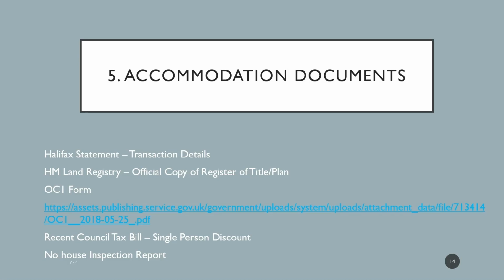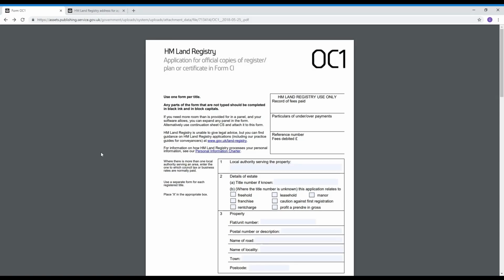Now I will take you through this OC1 form by clicking on this link. When I clicked onto the link provided in the presentation slide, this redirected me to the HM Land Registry form. It's basically an OC1 form, which includes application for official copies of register, plan, or certificate in Form C1. It says, use one form per title.